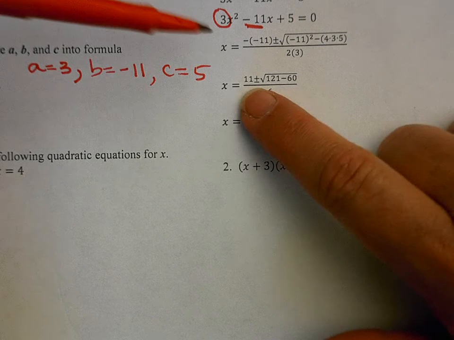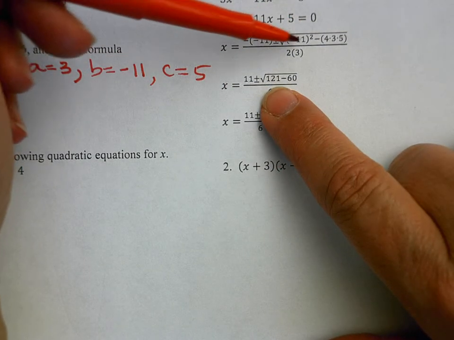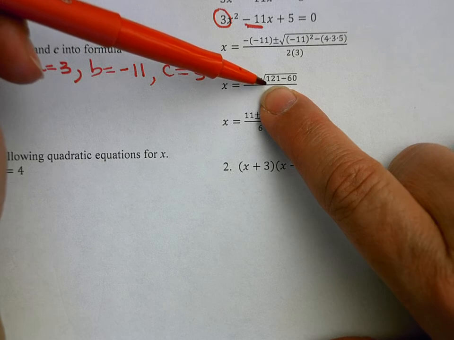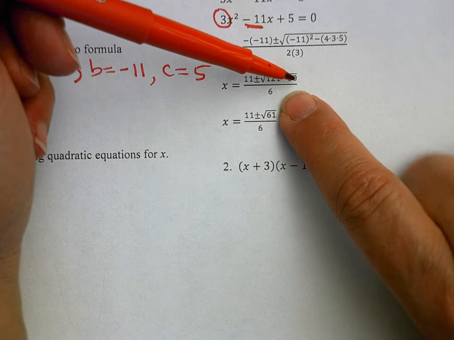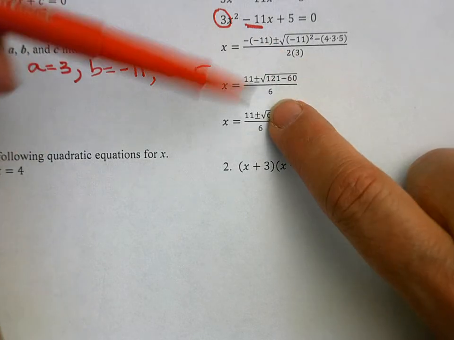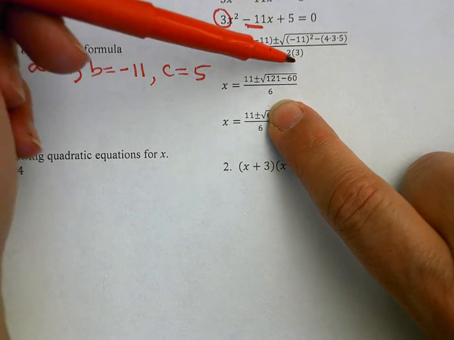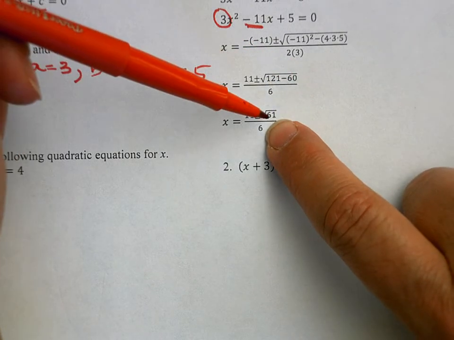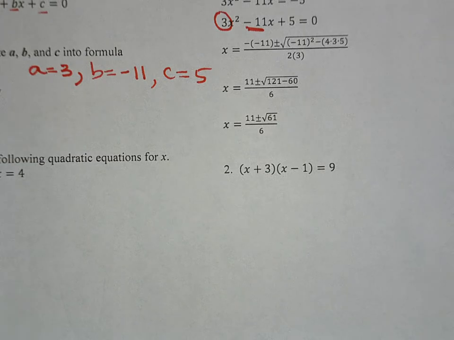So the double negative turned positive. If I square negative 11, that gives me 121. And then if I multiply together the 4, the 3, and the 5, I get 60. And then 2 times 3 is 6. And then from there, I would do the subtracting portion. So 121 minus 60 is just 61. And then I would just leave my answer like that for this particular problem because 61 doesn't break down into factors that will simplify. Okay?